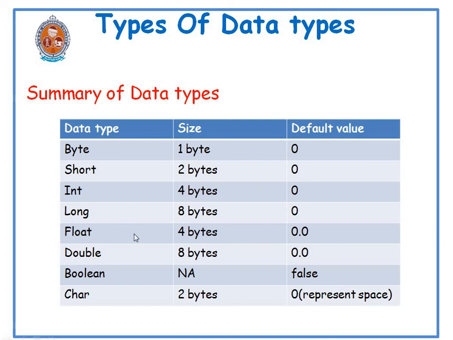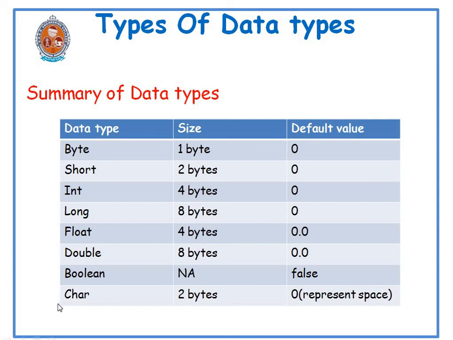Coming to the float, it occupies 4 bytes. The default value is 0.0, whether or not the programmer assigns a value. Coming to the double, it occupies 8 bytes, default value 0.0. Coming to the boolean, the size is not applicable because boolean takes only 1 bit. The default value is false, that is, if the programmer doesn't assign any value, it takes the value false.